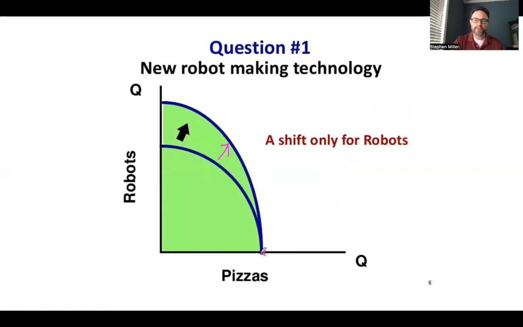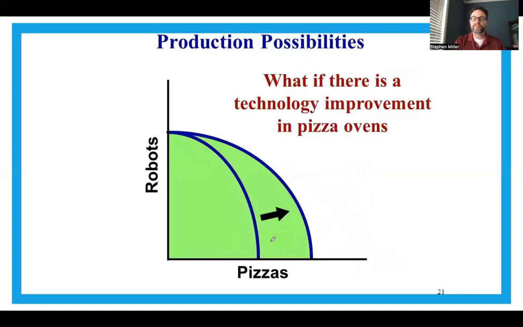So if the society produces nothing but pizzas, it doesn't matter that robotic technology improved. But any combination, right? As long as they're anywhere on their production possibility where they're producing some robots, they're going to see an increase in production possibilities. Same thing. What if there's some technology improvement in pizza ovens? That would only make you able to produce more pizzas, but what that means is at any point, right? As long as you're not producing nothing but robots, at any point where you're producing some pizzas and some robots, right? You're going to see greater possibilities.